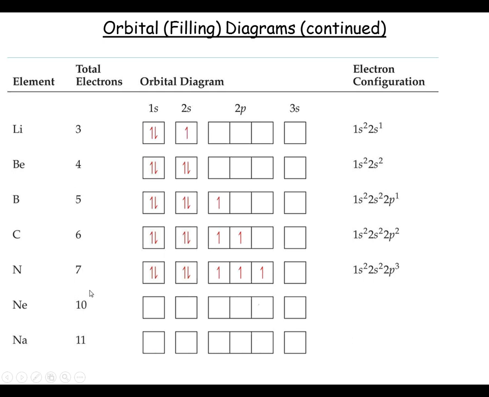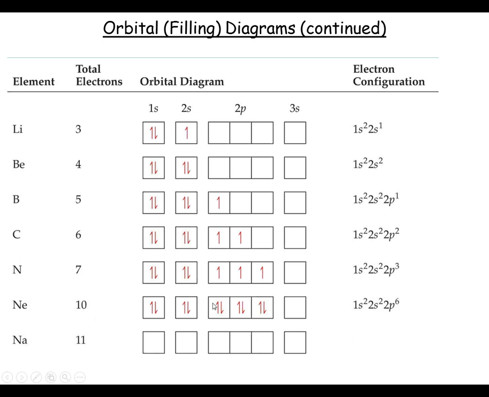Now, if we move to number 8, we would start pairing them off then. Then we'd have to draw a down spin arrow down here. And then for number 9, we have to put a down spin here. And then for number 10, which is neon, which is our next example right here, that's when we would be completely full of electrons right there in the 2p.